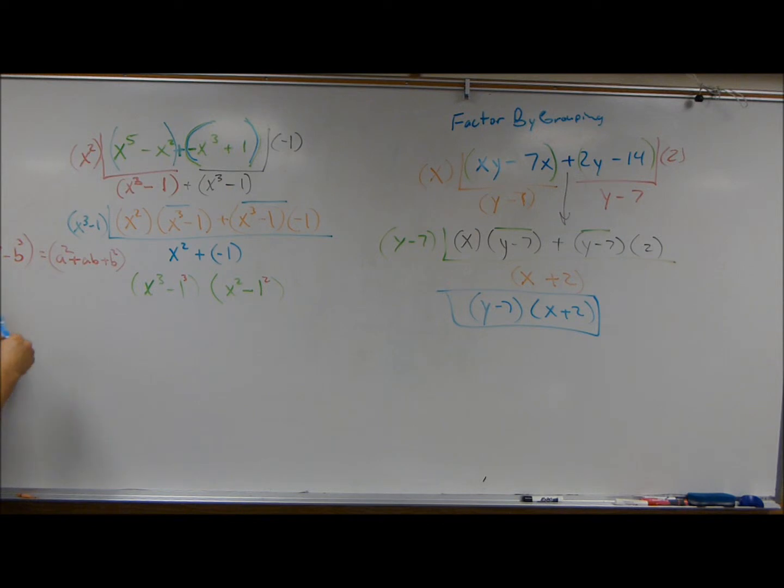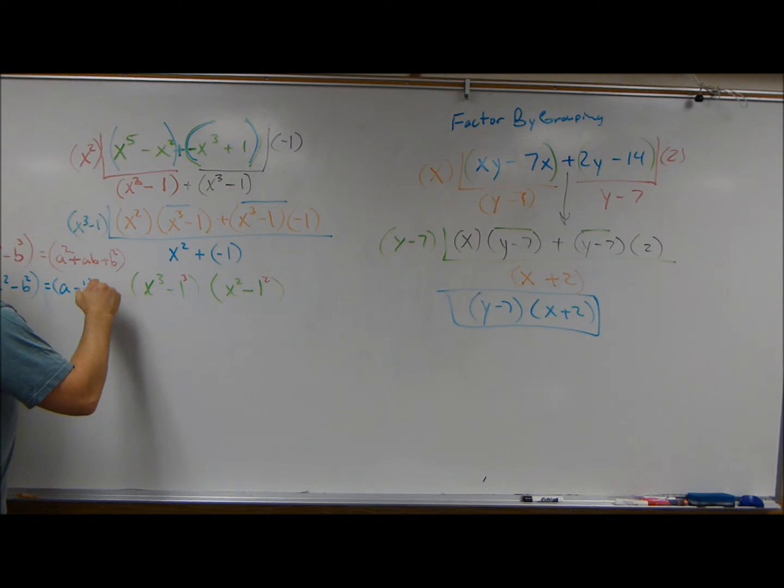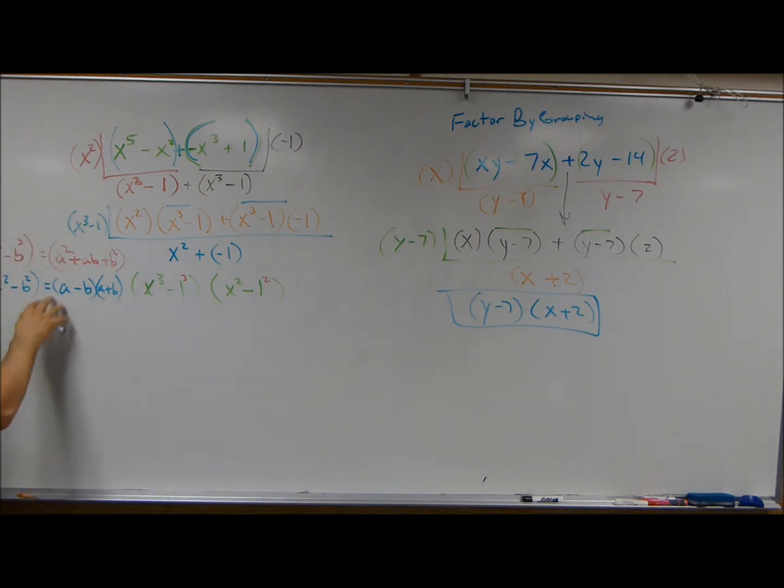And the a squared minus b squared is equal to a minus b, and the conjugate, a plus b. Okay? So now I want to use these to factor these two polynomials. So I'm just going to go through.